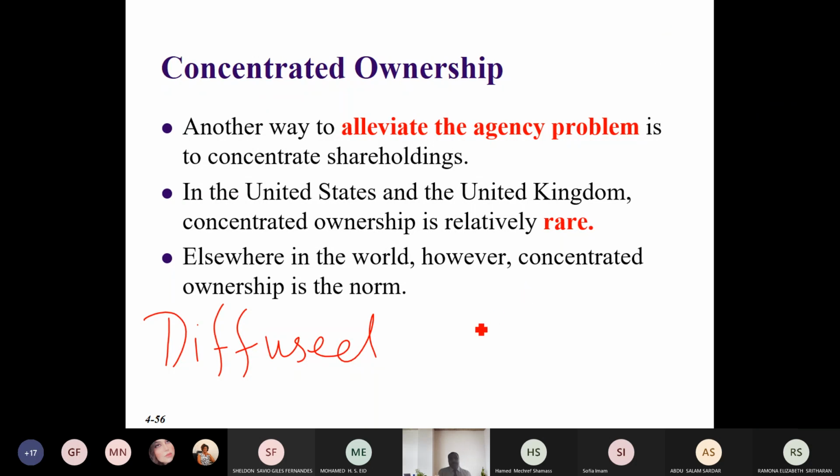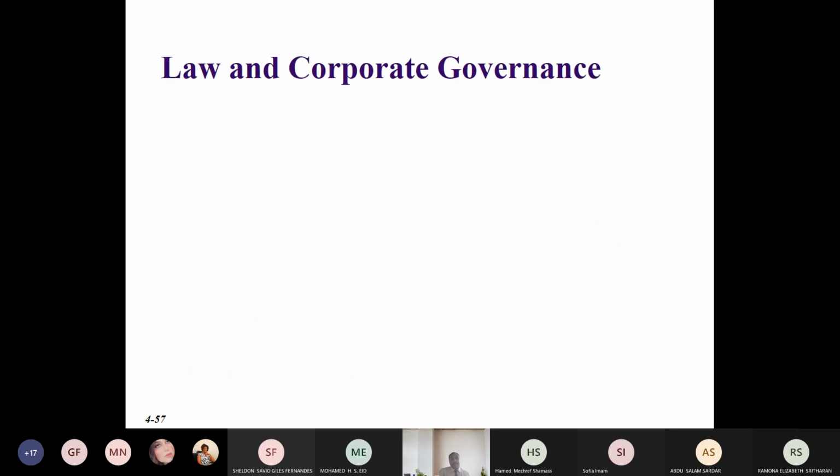So this is the concentrated, and in different countries, like I said, in the United States and United Kingdom, concentrated ownership is relatively rare. You will not find concentrated ownership over there. Elsewhere in the world, concentrated ownership is the norm. Of course, in most of the countries other than the United States and UK, you will see concentrated ownership because owners want to stay closer to each other so that they can know the business and they can take decisions together.